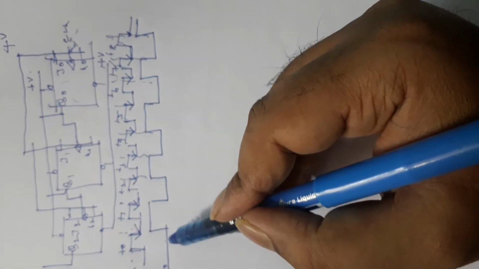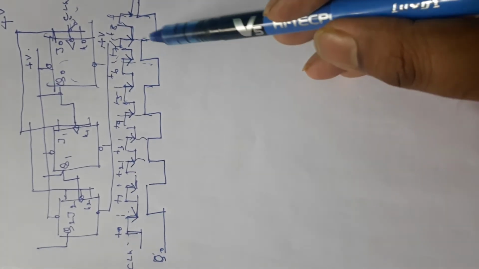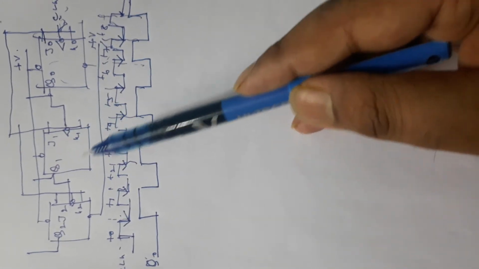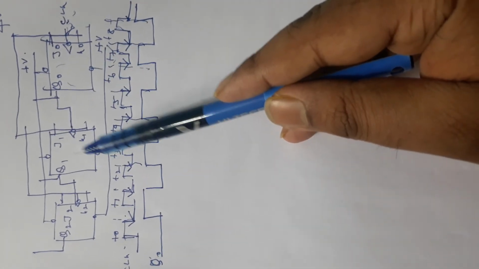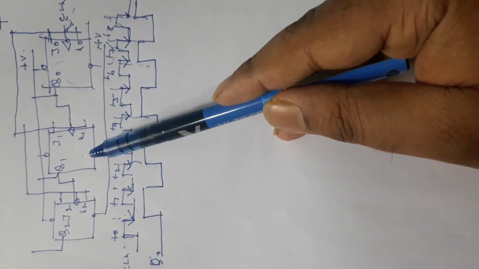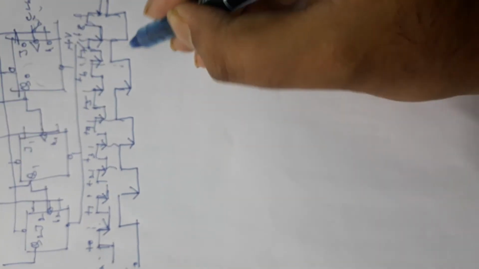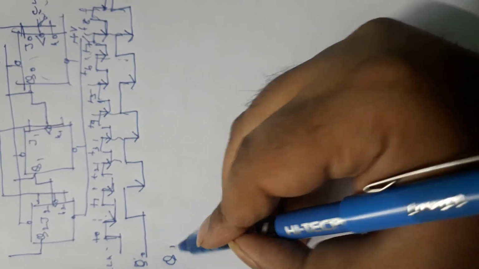So whenever the negative edge comes, Q0 is toggling. Coincidentally, this Q0 is the clock to number 1 flip-flop, right? This is number 0, this is number 1. So for the number 1 flip-flop, this Q0 is acting as clock. So let us mark the negative edges of Q0, and now let us draw Q1.